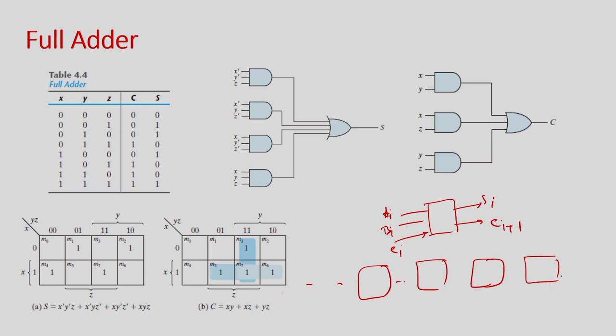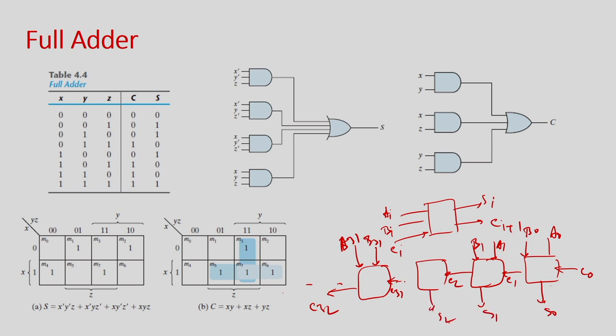So, there will be carry 0 and then A0, B0, A1, B1 and so on. Suppose this is 32 bit, so A31, B31, and then this is C1, this is C2, till C31. And then C32 is the carry out, and here you will get sum 0, sum 1, sum 2 and so on, till S31. So, this is how I will develop a ripple carry adder.